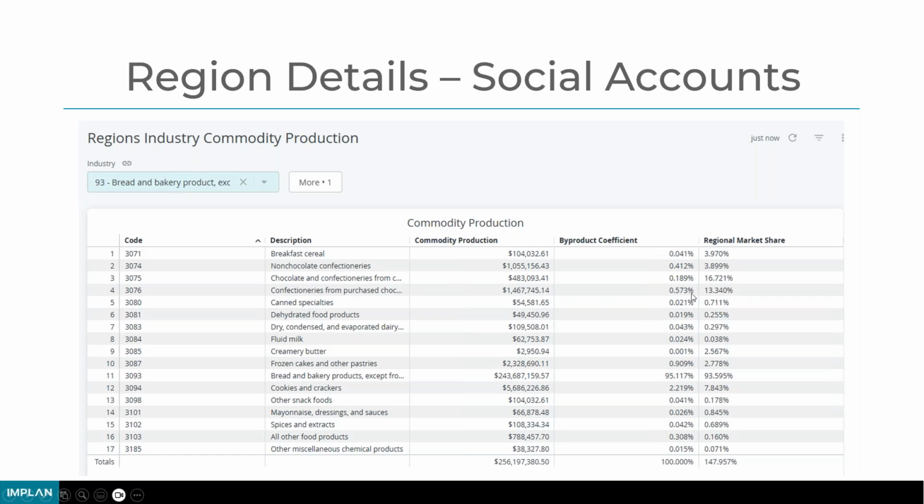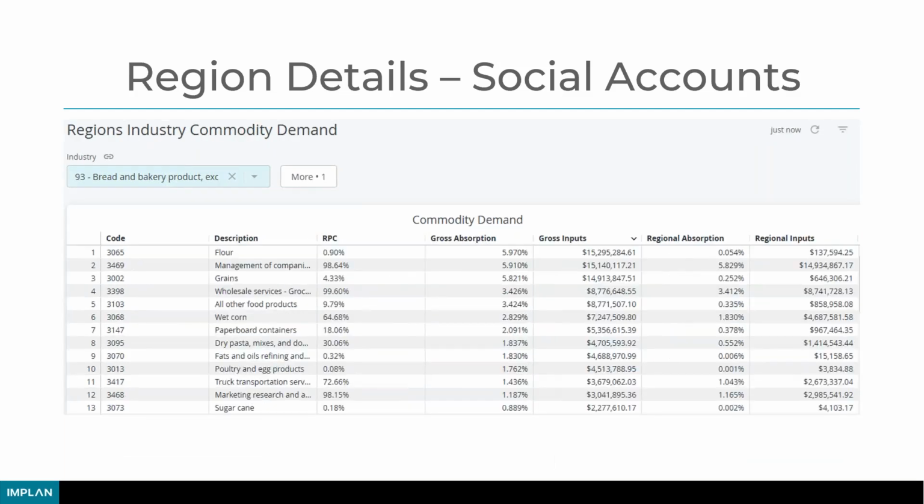And so even though confectionaries from purchased chocolate is a very small proportion of what the bread and bakery product industry makes, it's still looking at about 13% of that regional market share, suggesting that there aren't necessarily a lot of other entities that are making confectionaries from purchased chocolate in Hennepin County.